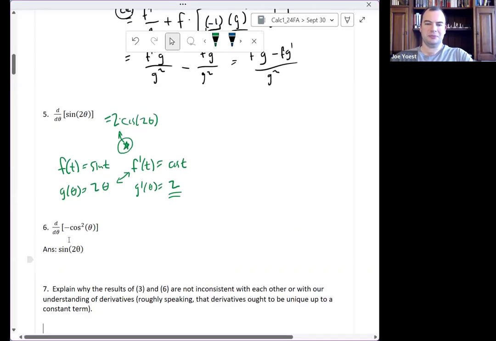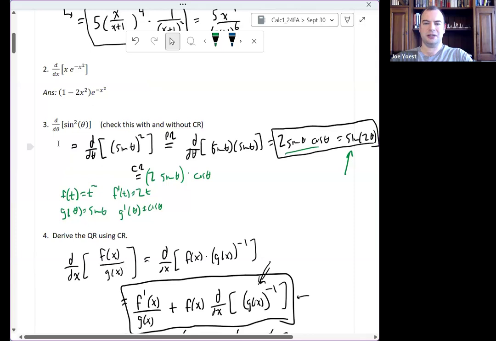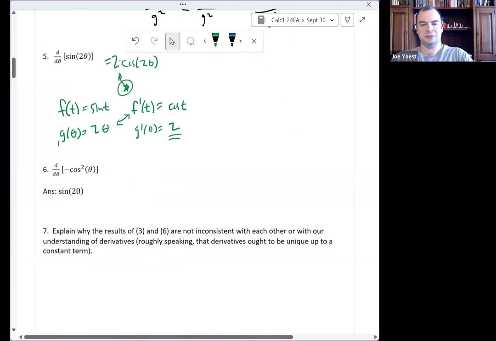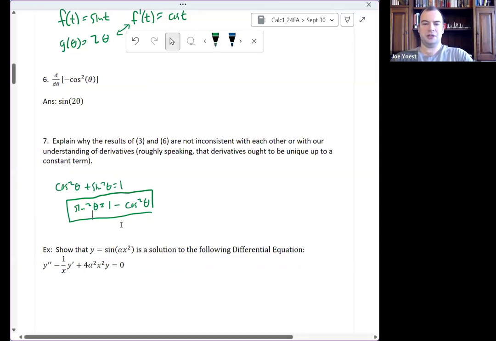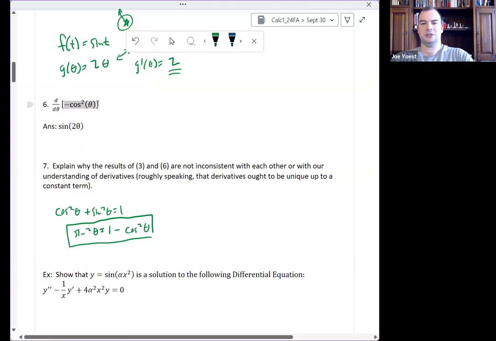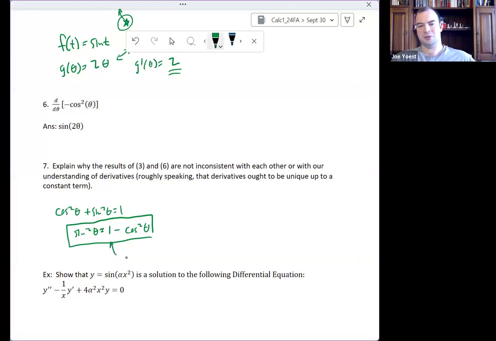Well, it turns out that cos squared theta and sine squared theta are almost the same function. Of course, through our Pythagorean identity, they're definitely related. And we see that sine squared theta is indeed just negative cos squared theta, the same function but up to a constant term. We have a little +1. But this is actually what we would expect.